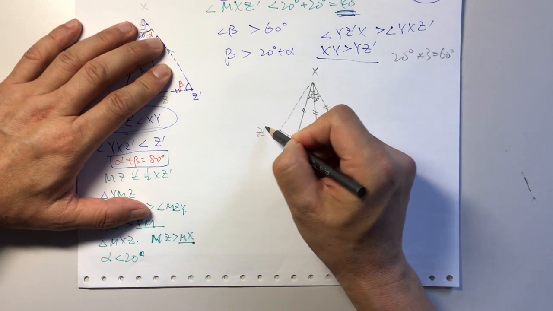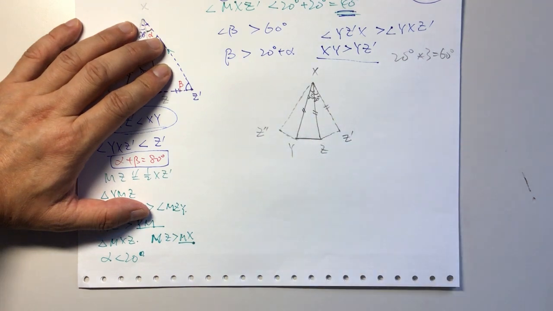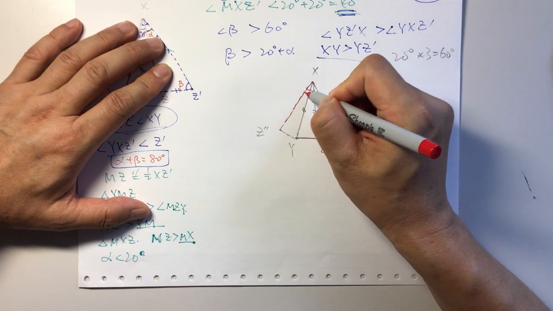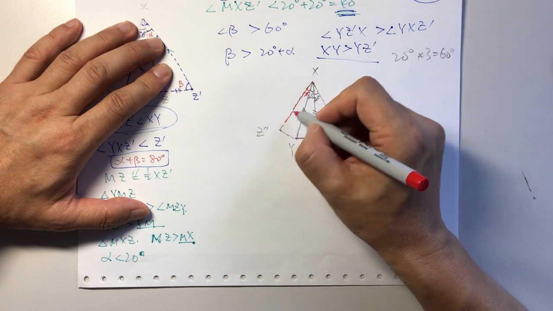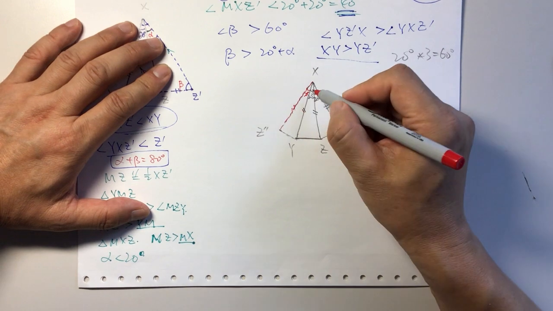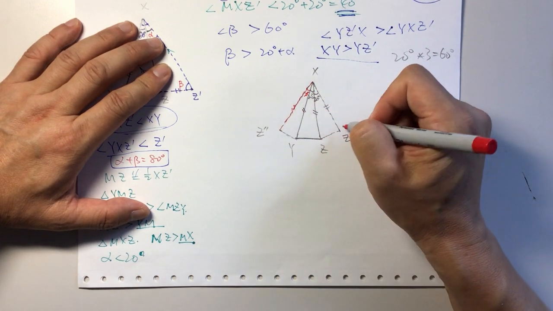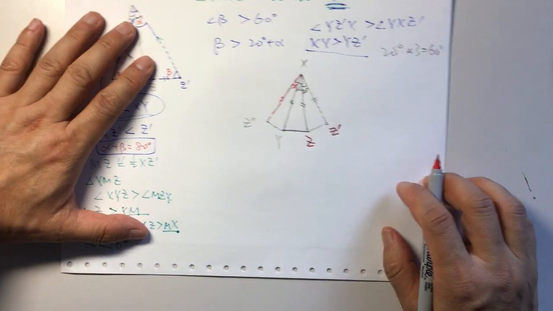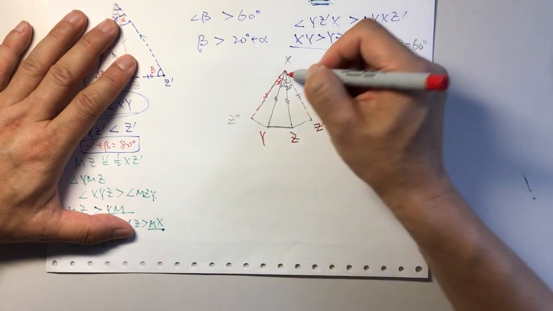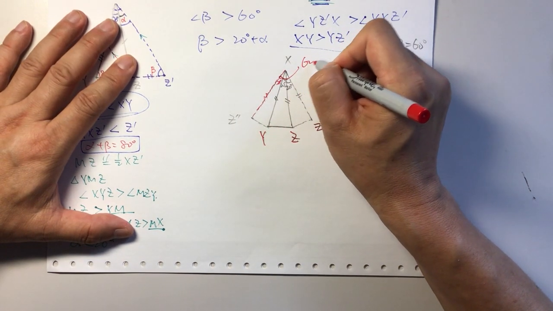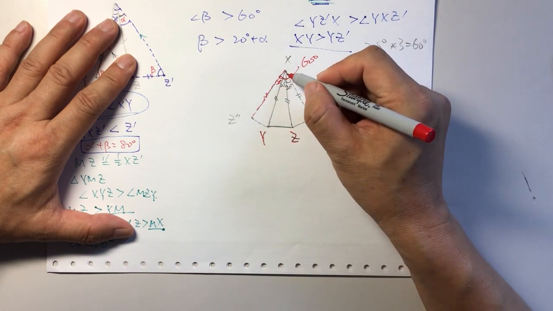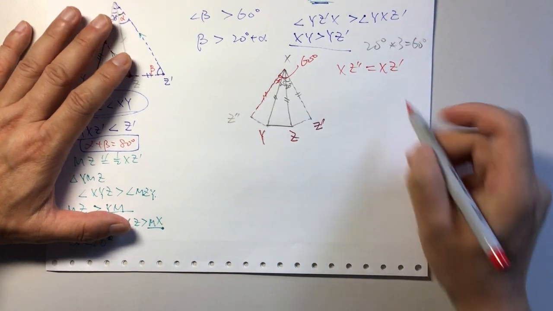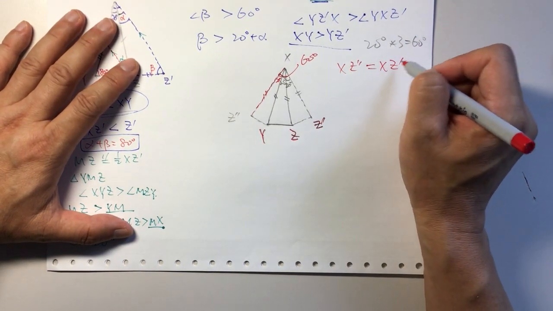Now this is z prime prime, okay? Z prime prime. I will use this color. Also 20 degree, and xz prime congruent to xy, xz. Z prime, here is z. And now we've got 60 degree for this one, 60 degree. And this side, I mean xz prime prime equals xz prime.